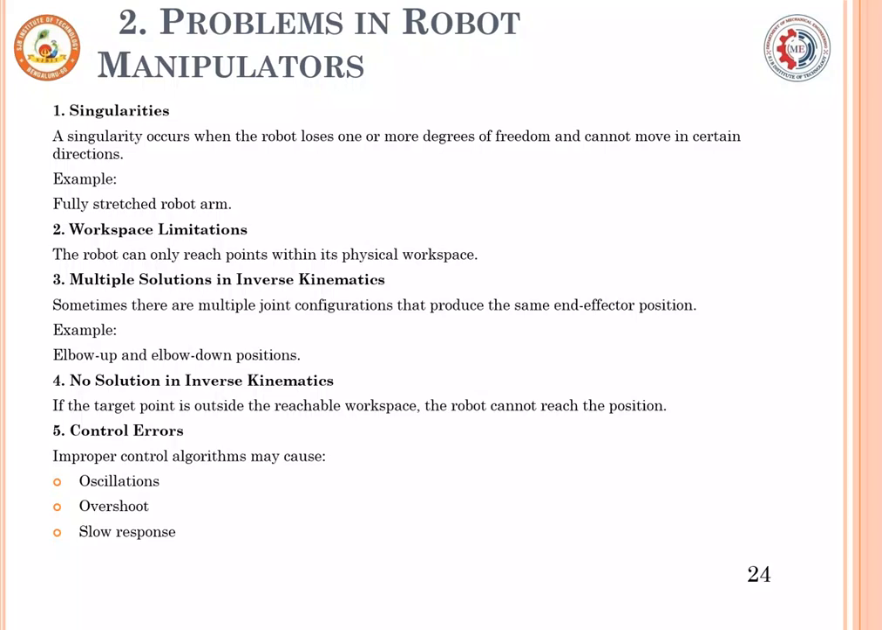There will be multiple solutions in the inverse kinematics. As you know, there may be one, two, or multiple joint configurations giving different results. There may be elbow up or elbow down positions while the robot is working. Sometimes there is no solution in inverse kinematics to reach a point in the workspace. The robot cannot reach some positions because that activity was not planned or decided in the inverse kinematics. Improper control algorithms may also cause oscillation, overshoot, and slow response in robot manipulators.